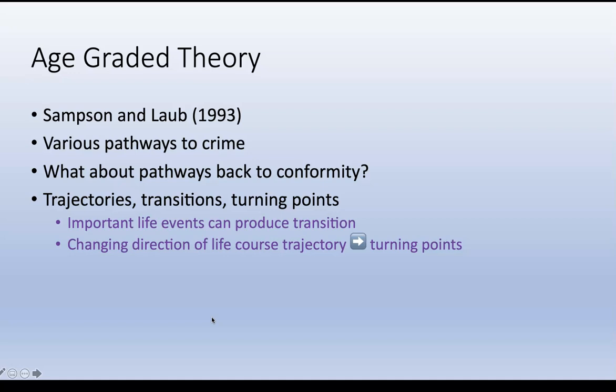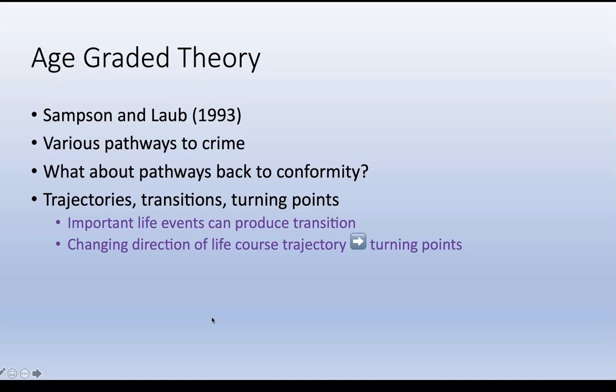And that is something that's been well researched, but they wanted to know about the pathways back to conformity. They were wondering, if we agree that there are various pathways for people to end up in the criminal lifestyle, there have to be various ways to get out of it. So they then talked about trajectories, transitions, and turning points. Trajectories are basically when you're on a particular pathway, and these can lead to various different transitions. For instance, important life events can produce the transitions and then change the direction of a life course trajectory.